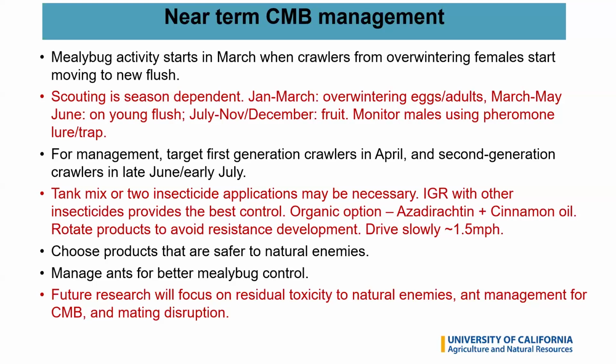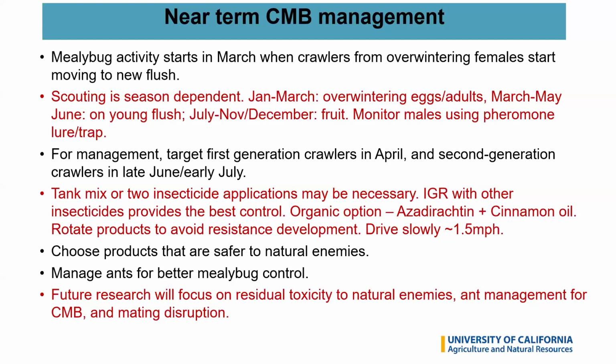Scouting is season dependent. In January and March, look for overwintering eggs and adults between fruit cluster. From March to May, June, they are on young flush. From July to November, December, they're on fruit. And you can also monitor for males using pheromone lure and trap. For management, always target early generations. First, second generations are way easier to manage because there are less numbers. It's all a numbers game when it comes to insect management. And also there isn't overlapping population. So populations are more synchronized, easier to manage.